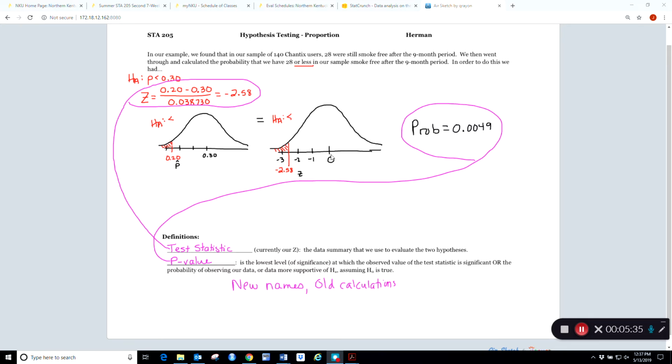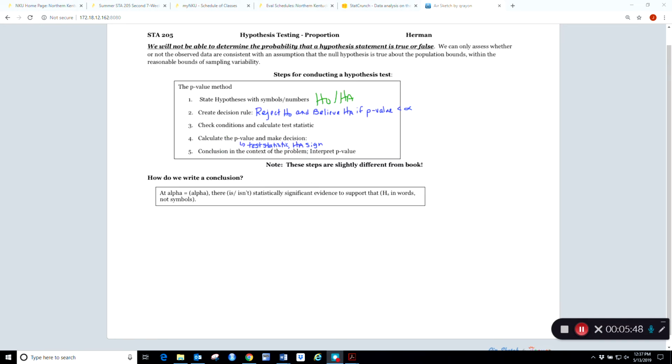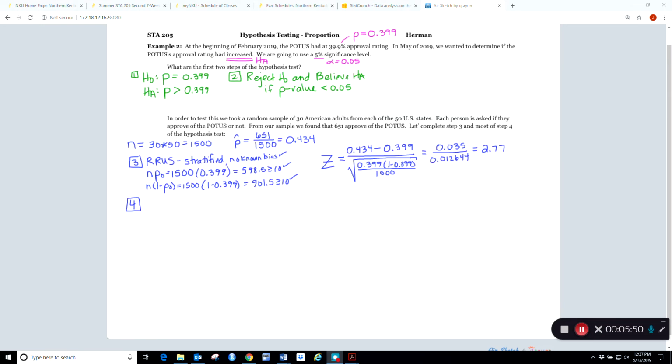So my z is always centered at 0, and I'm always looking at the number of standard deviations away. The negative just means we're below the mean, versus a positive would tell me that I'm above the mean. So how would our picture look for step 4?